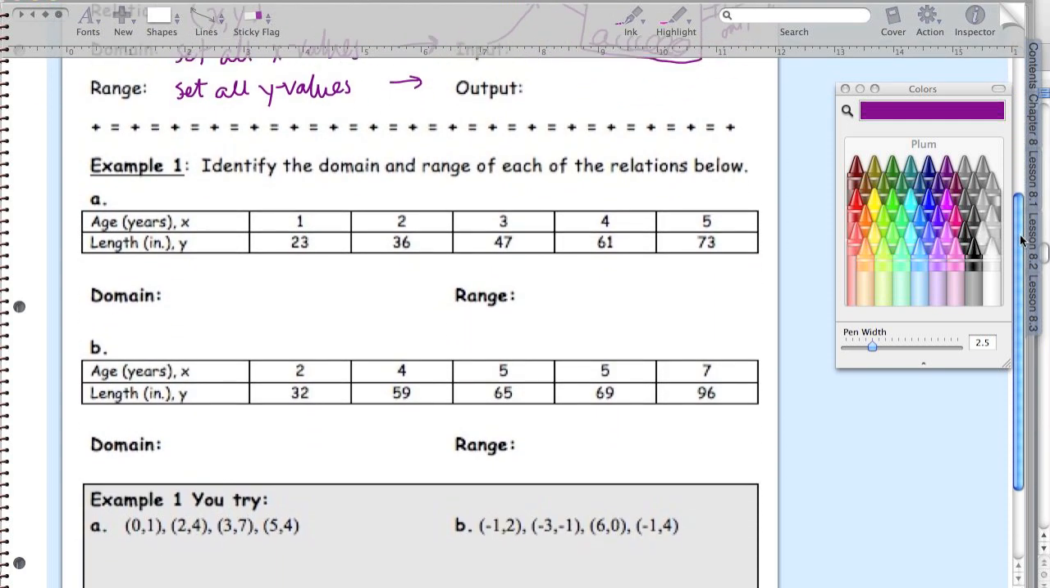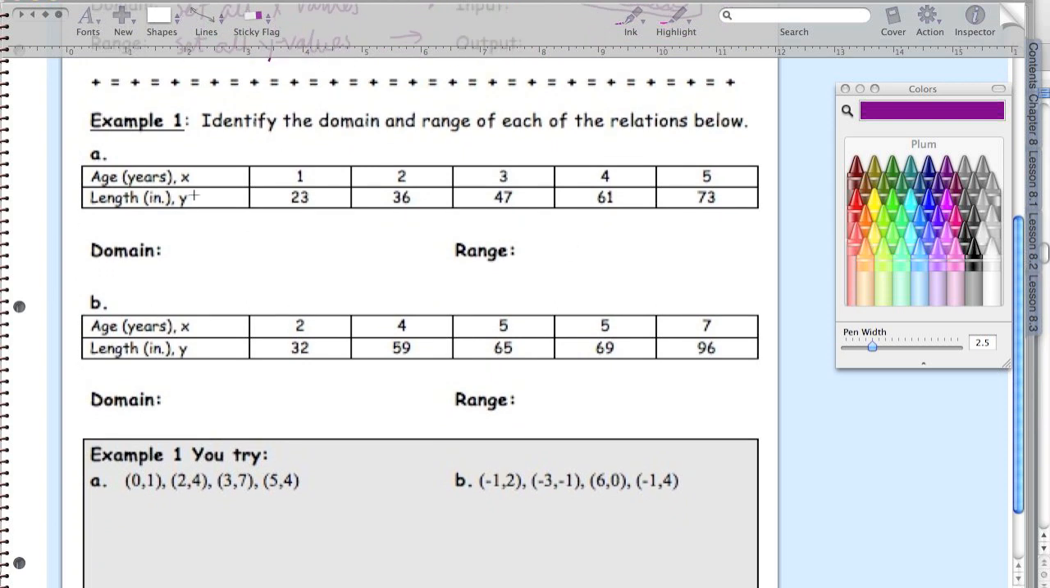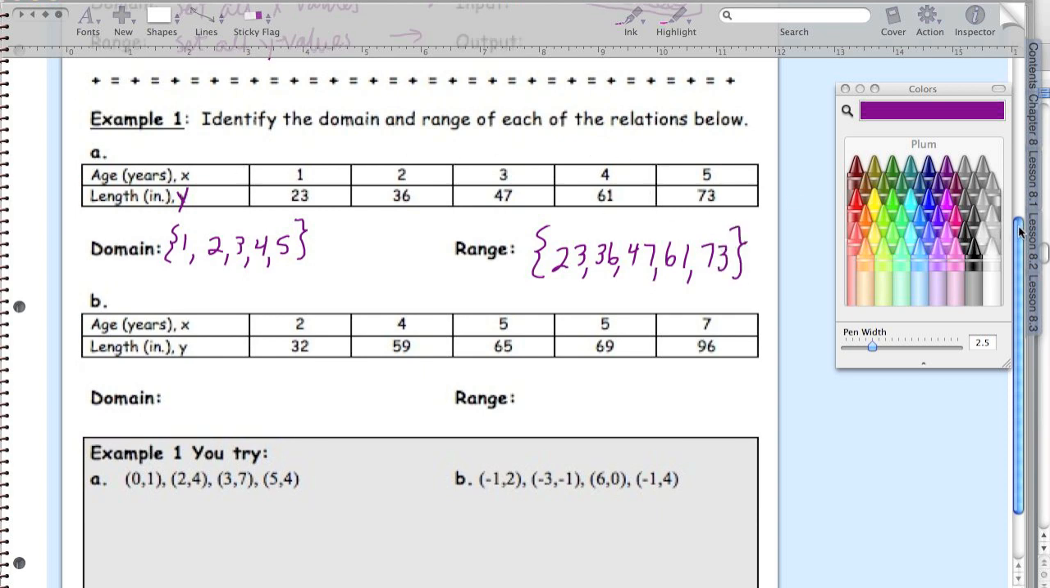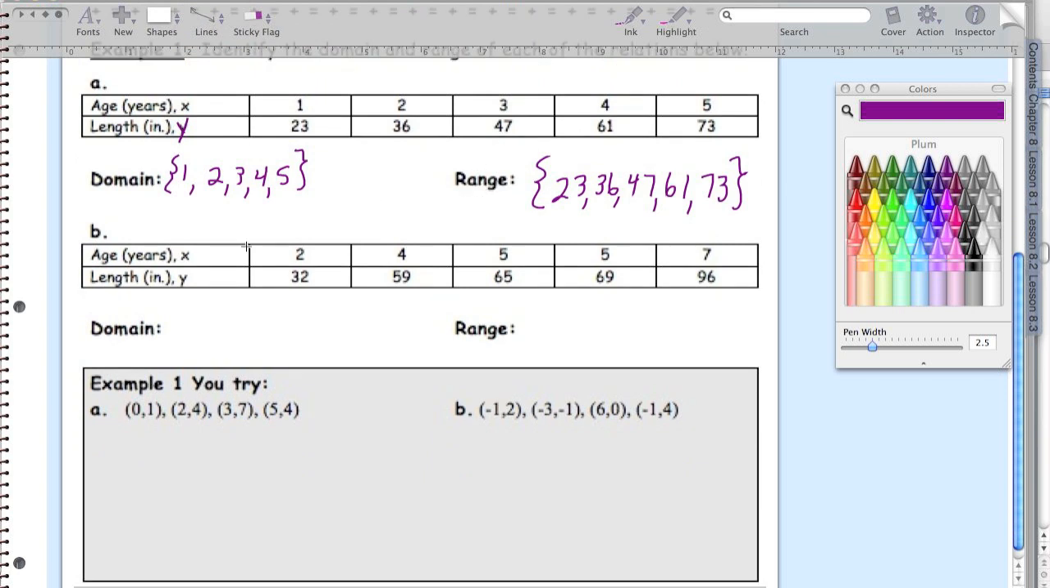Okay, so let's start out by getting a good grasp of domain and range. Example 1 says identify the domain and range of each of the relations below. Domain are all of our x values. So we see here age, x, and years are all listed straight across. So my domain is the set 1, 2, 3, 4, and 5. My range is the set of all the y values, so my range is 23, 36, 47, 61, 73. In this case they're all in numerical order, but had they not been, we would want to make sure when we write it out that we put them in numerical order.